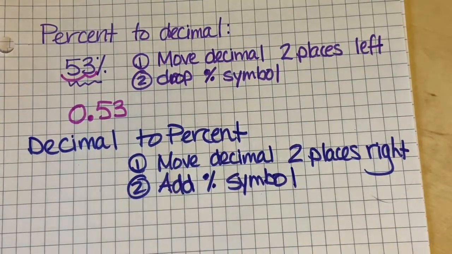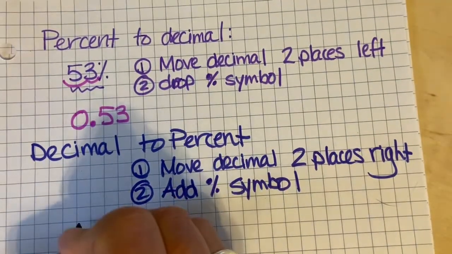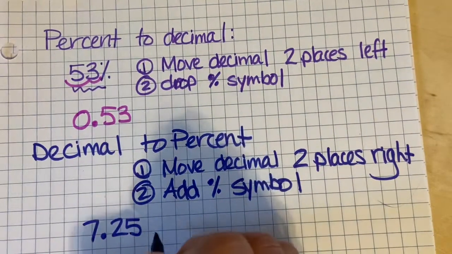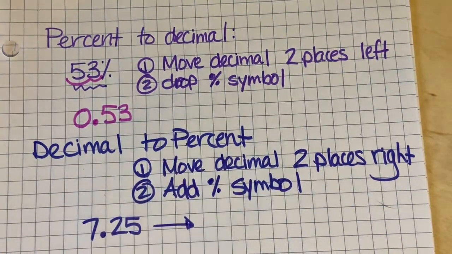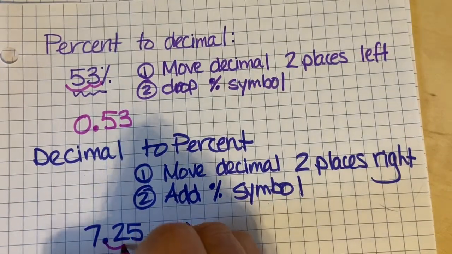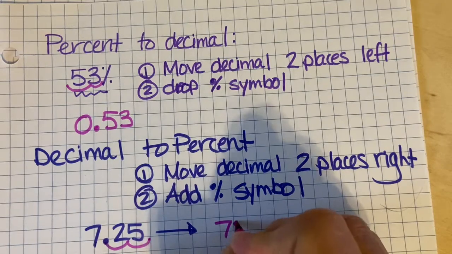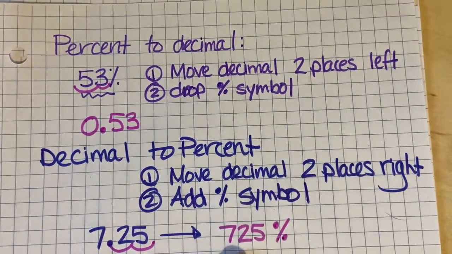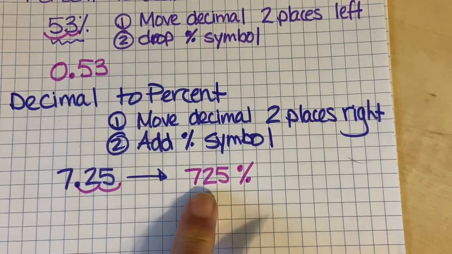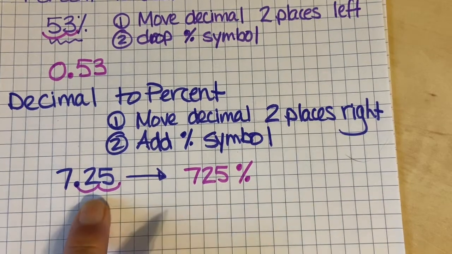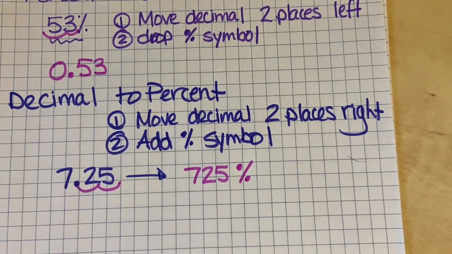So if I have this decimal, so let's say I've got the decimal 7.25, and I want to change it to a percent. It's always 2 places. I don't care what your number is. I go 1, 2 places, which gives me 725, and then I add the percent symbol because it's saying 725% or 725 out of 100, or divided by 100. So that's the easiest way to remember it.